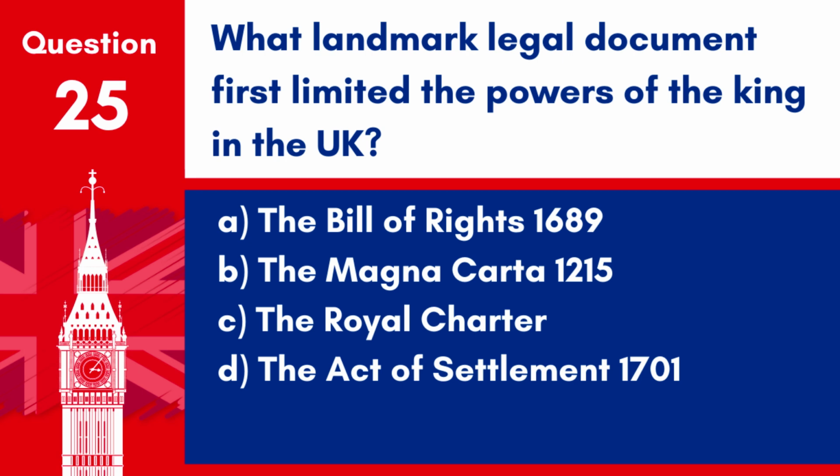Answer B. The Magna Carta 1215. The Magna Carta, signed in 1215, is famed for being the first document forced onto an English king by his subjects in an attempt to limit his powers by law and protect their rights.